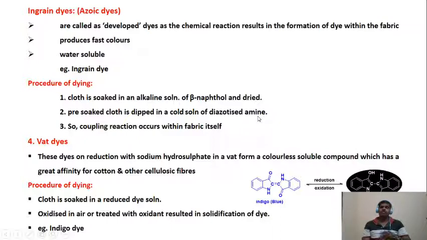So first you have to soak the cloth in the alkaline solution of beta-naphthol, and then you have to dry it. This dried, soaked cloth is dipped into the solution of the diazotized amine so that the fiber gets color. Okay, next class is vat dyes.